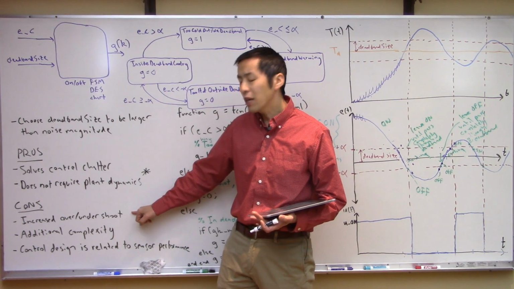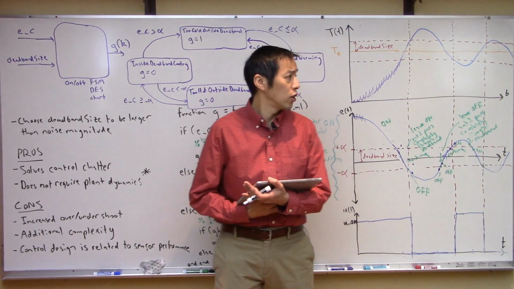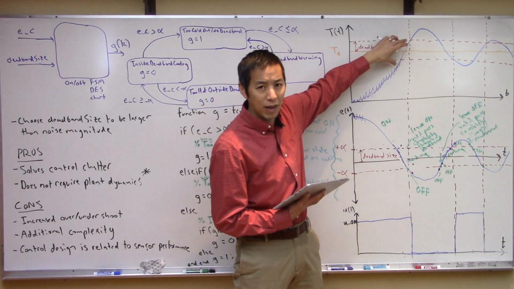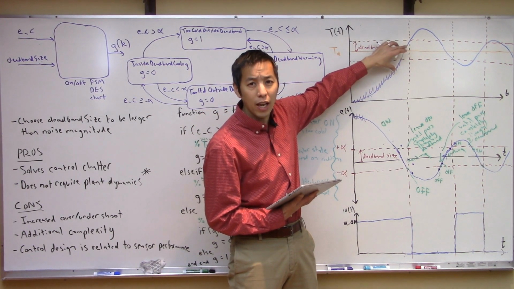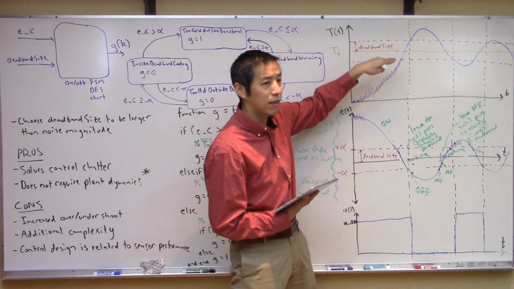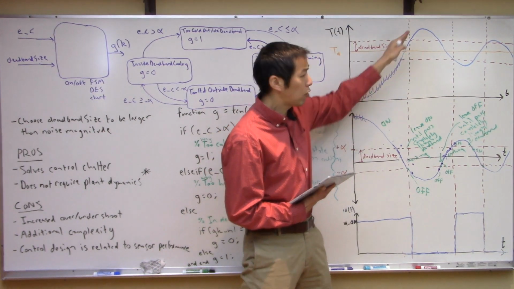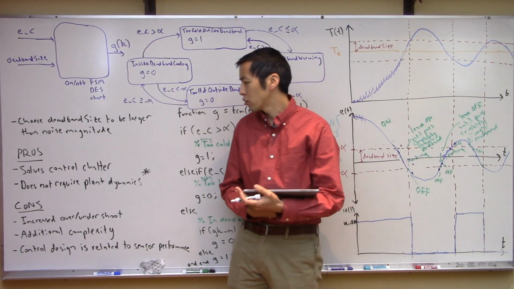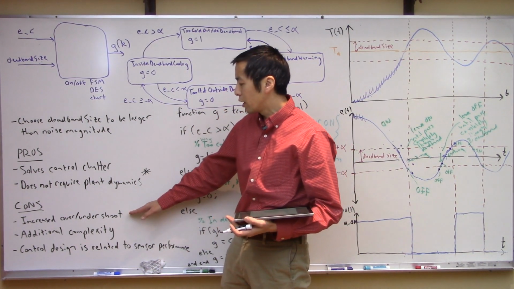Some of the cons of this system is, you're paying for this performance for the noise chattering solution by accepting a little bit more over and undershoot, right? You saw that as you make this deadband size larger, the system is by definition not going to be holding or tracking a value within this deadband, because you have to sweep completely through it before you take some additional action. So you have increased over and undershoot.